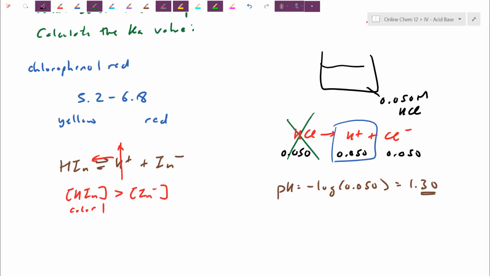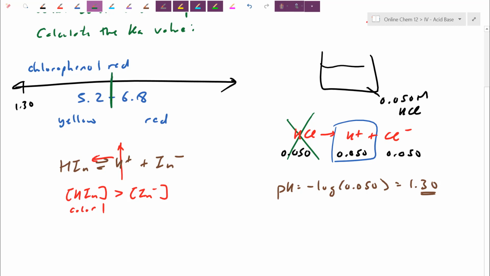If I just plotted this on a pH ruler here, so we are currently at a pH of 1.3 way over here. It changes somewhere between 5.2 and 6.8. That's when the indicator actually changes color. Just for simplicity, we had defined what's called the transition point as the midway mark. Take an average between those numbers, 5.2 plus 6.8 divided by 2. Well, the midpoint here is actually 6.0. That's when we cross over. It's yellow, yellow, yellow, yellow. Once you pass 6, then it switches over to red.